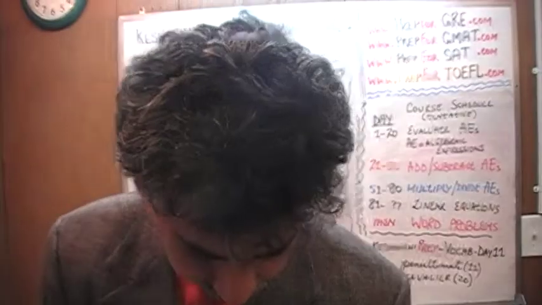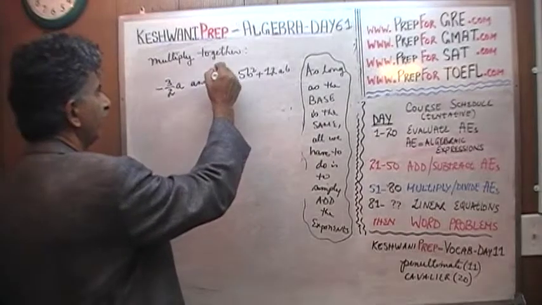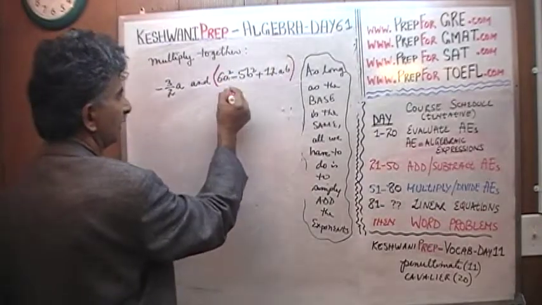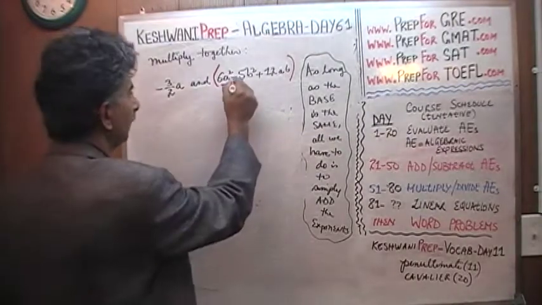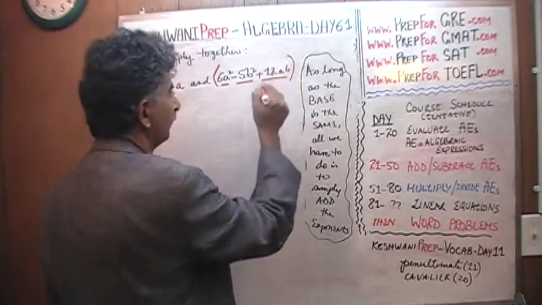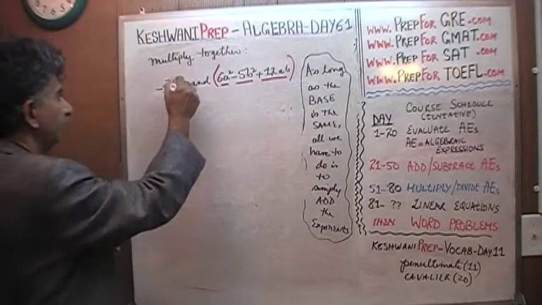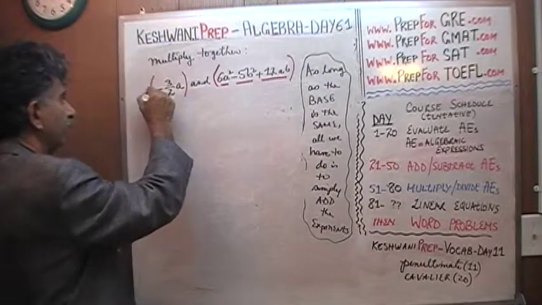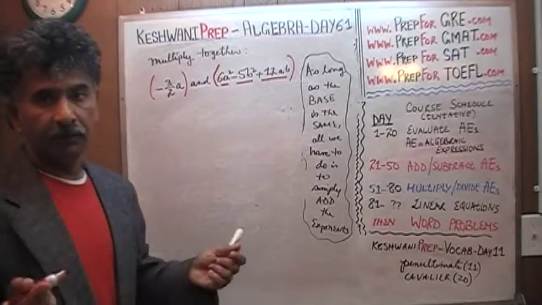Well, first things first, we have to realize that these are expressions here. This is one expression. It has three terms in it. 6a squared, positive 6a squared, is the first term. Negative 5b squared is the second term. Positive 12ab is the third term. It has three terms. This, on the other hand, is an expression with only one term in it, the term being negative 3/2 a.